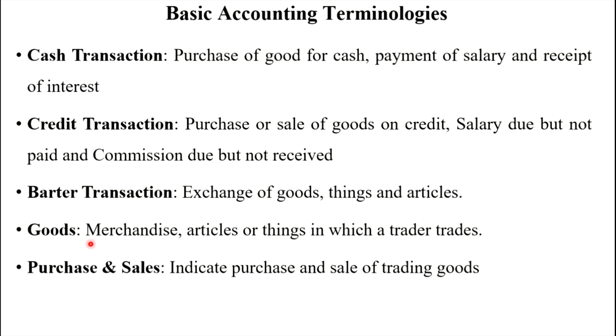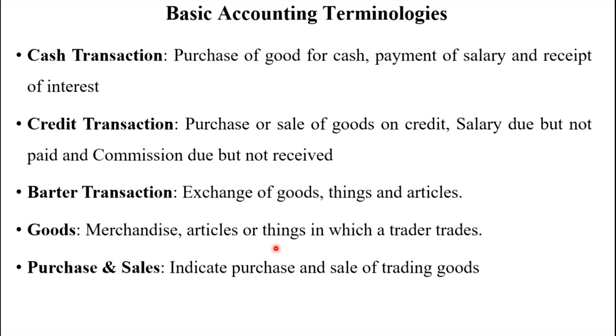Goods. In accounting, the term goods means the merchandise, articles or things in which a trader trades. For example, machinery is goods for the trader who deals in machinery. Stationery is goods for the stationery merchant. Books are goods for the bookseller. That is what we mean by goods.